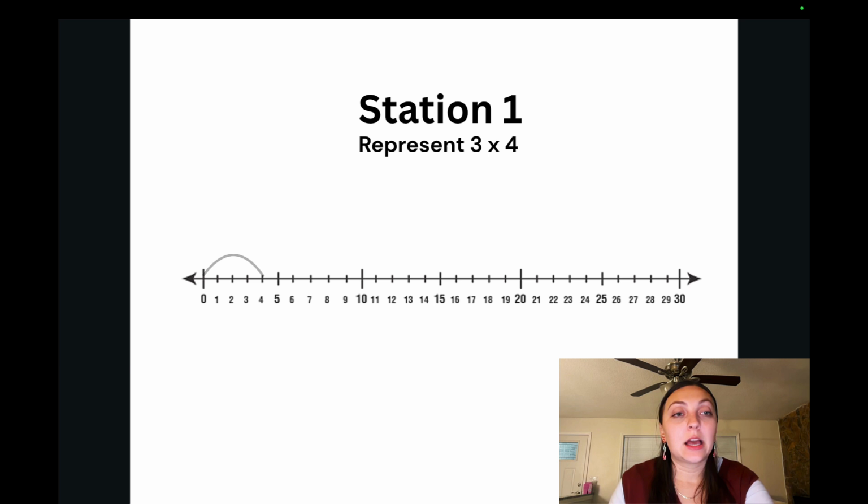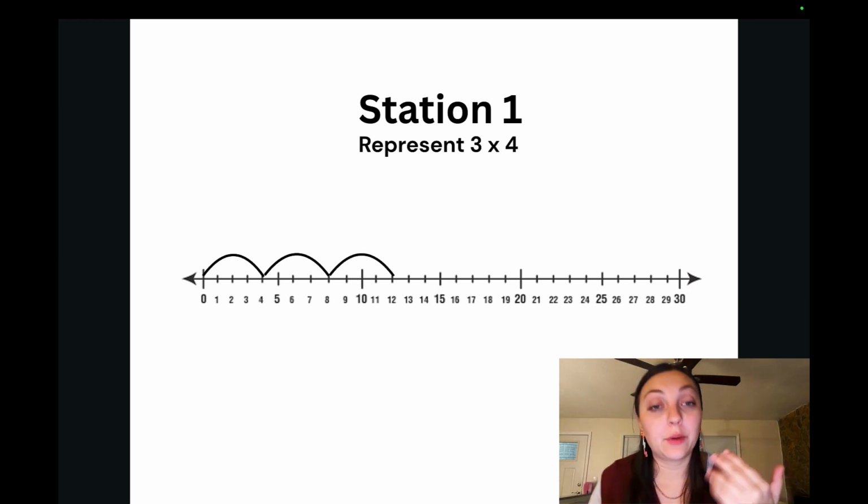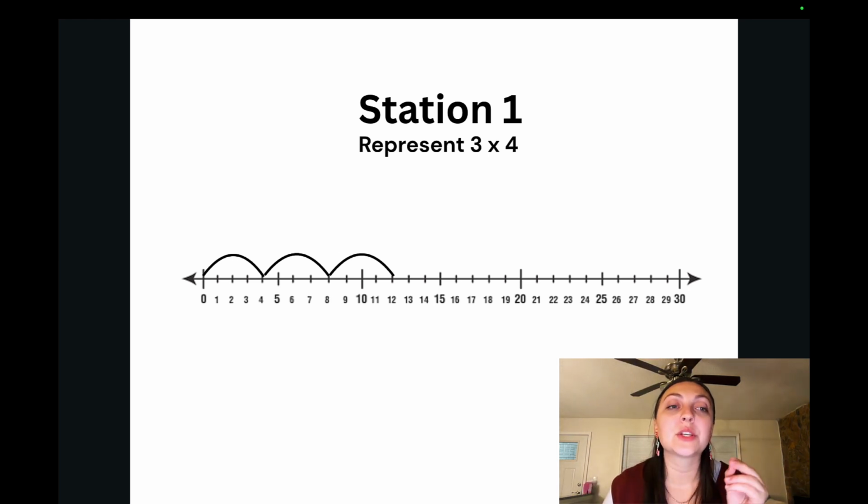Here, 1 group of 4, right? Because I skip counted by 4. I jumped 4, so that's 1 group. 2 groups of 4, I would have 8. And then 3 groups of 4, I would have 12. So I'm counting by 4 every time. And if I do 3 groups of 4, that's how I end at 12. So that is what the number line should look like.